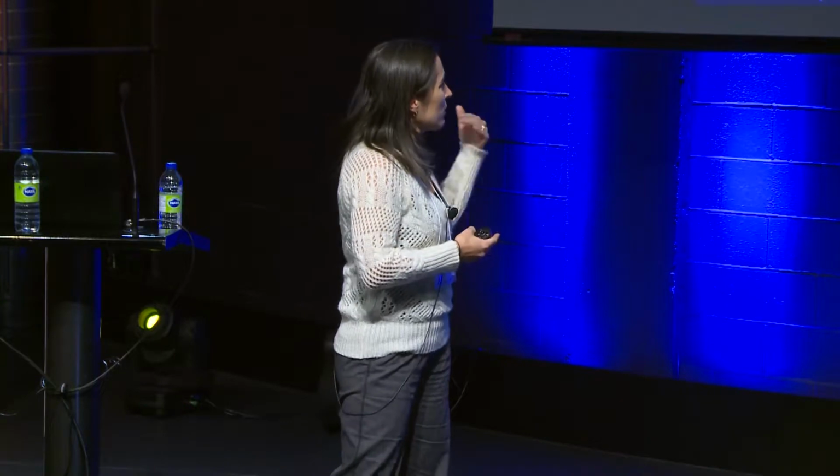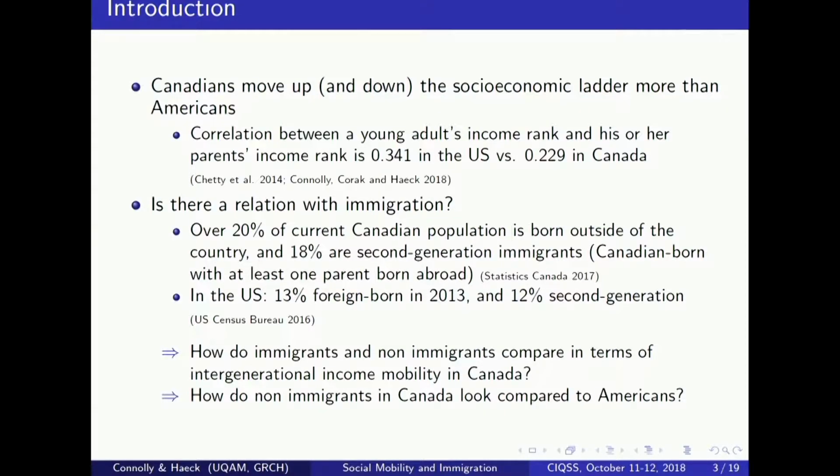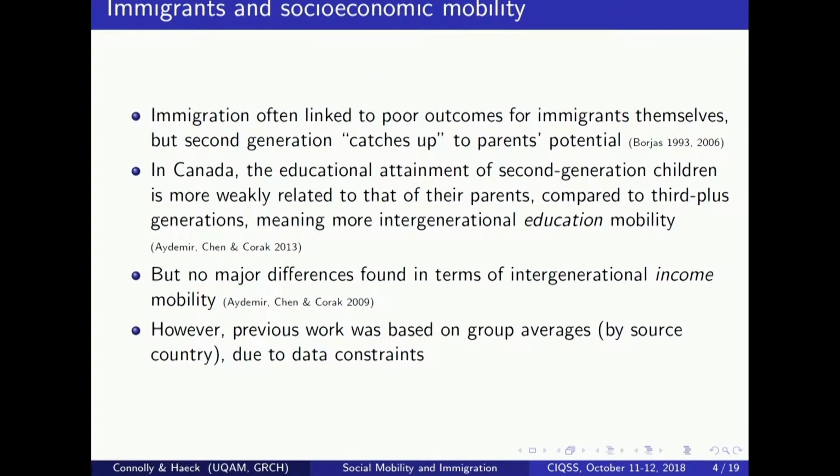And then also, as an aside, how do non-immigrants in Canada look compared to Americans? So if you take Canadians and then you remove the immigrants and the second generation immigrants and you're left with the third-plus generations, how do we look compared to Americans? Have we lost our edge and our advantage, so to speak, compared to Americans, given that our immigrant population generally has high human capital, and the second generation often catches up to the first generation's potential?